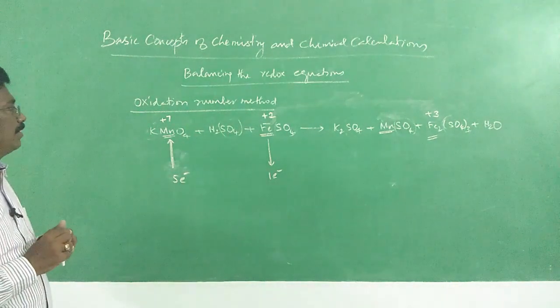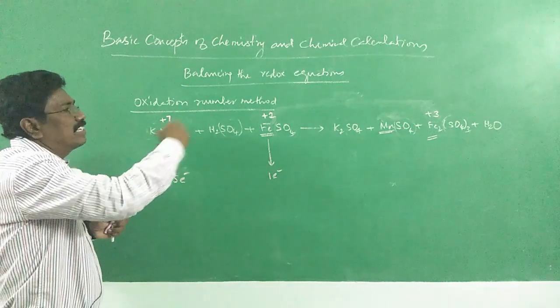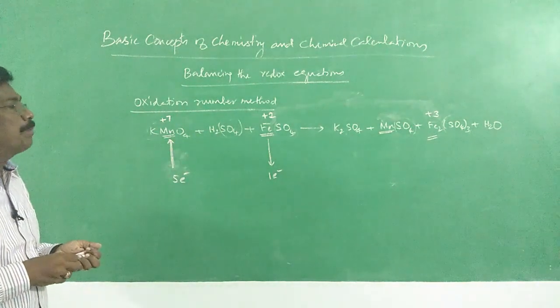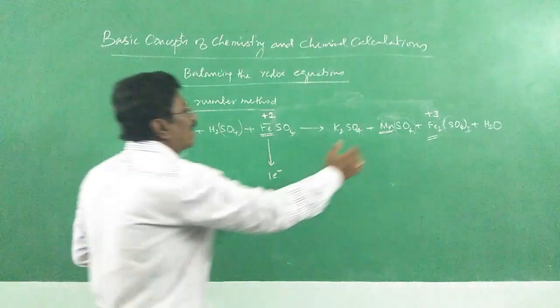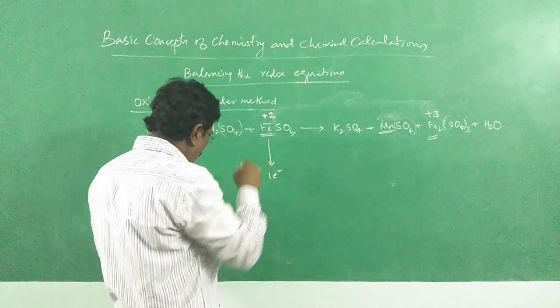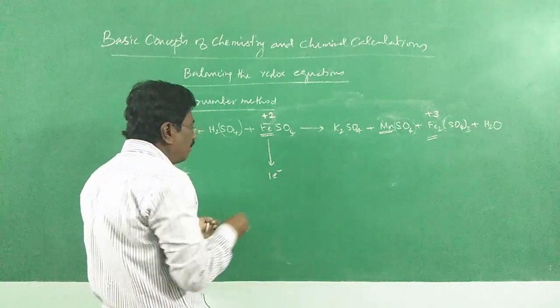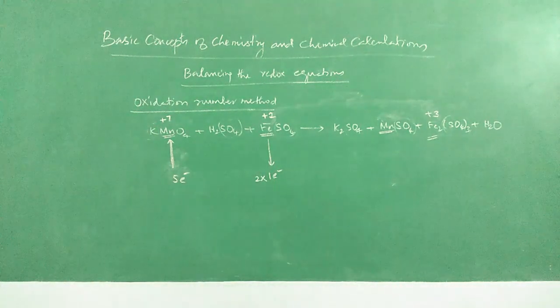But sometimes, if we have more atoms which are oxidized or reduced on the reactant side or product side, that number can be multiplied. Therefore, here are 2 iron atoms, each iron atom from +2 is oxidized to +3. That means 2 iron atoms, and therefore we say 2 into 1 electron. If it is multiplied by 2, upon cross multiplication, we will get a balanced equation.